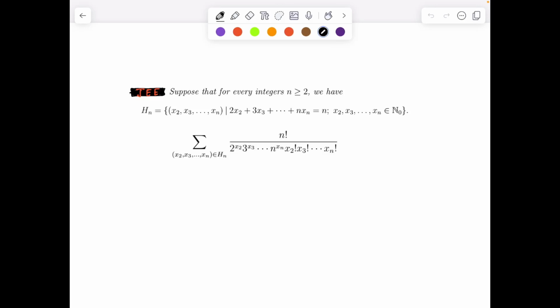Good morning, all of you, and let's see this problem. It's more kind of research work than just solving this problem over here.